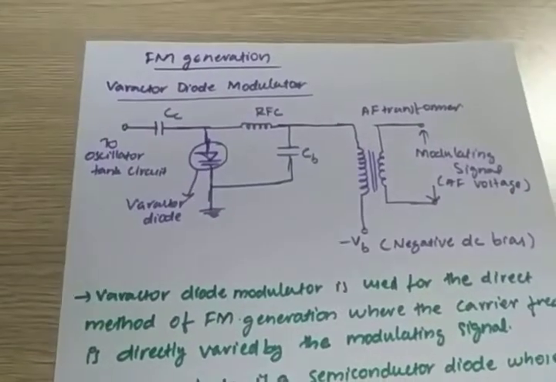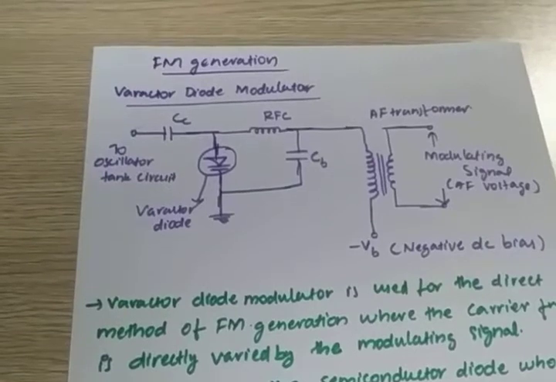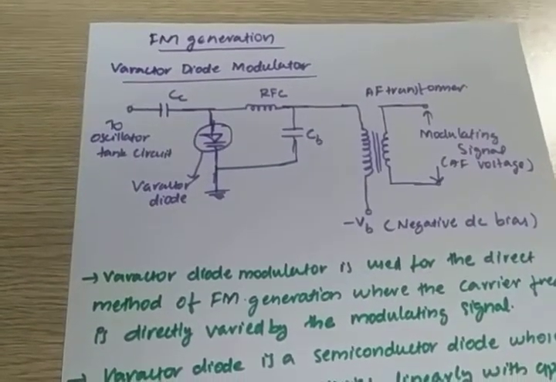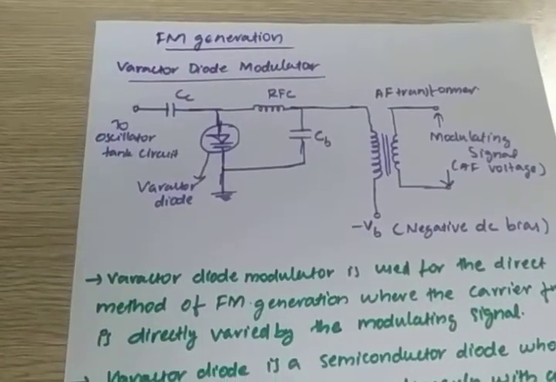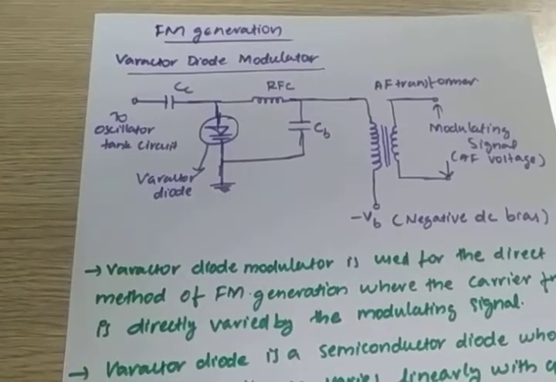Welcome. Today I'll discuss FM generation. The first FM generator you have to study in your syllabus is the varactor diode modulator. FM generation means we need to generate an FM signal. Normally for generation we use modulators.